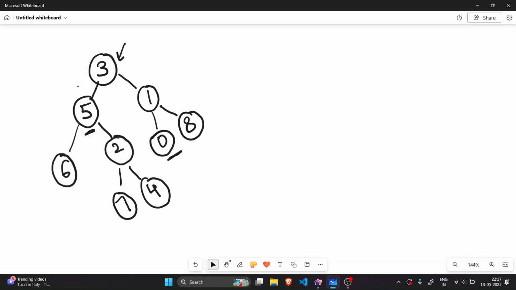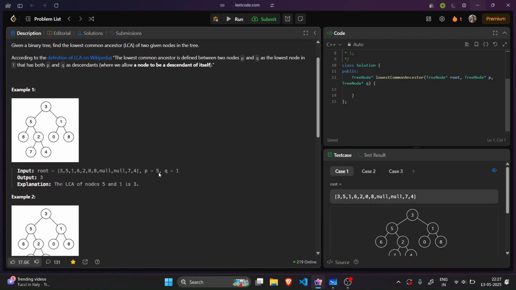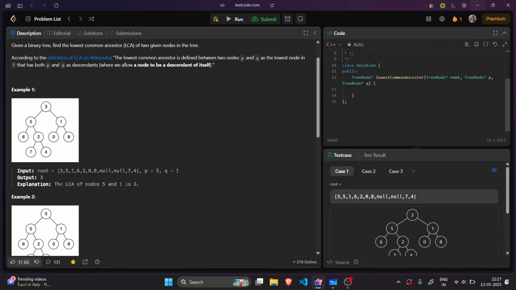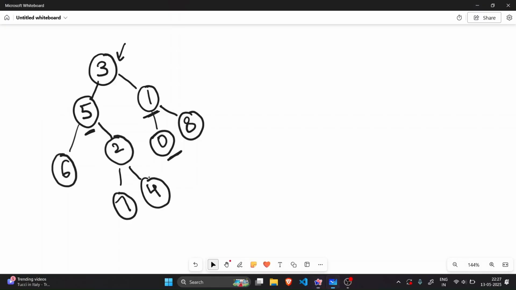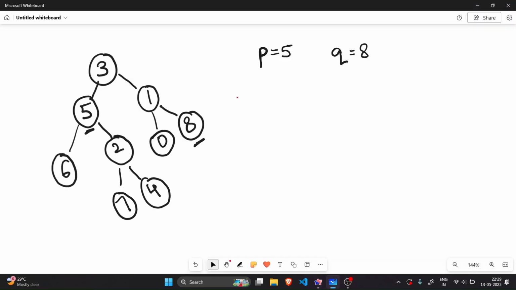So now that we know what ancestors are, let's understand this problem with the given examples. Here we are given these two nodes, 5 and 1. For 5 and 1, we have to find the lowest common ancestor. For these two nodes, the lowest common ancestor is going to be 3. So that's the output. And for 5 and 4, the lowest common ancestor is going to be 5 itself, because 5 is an ancestor of itself, and for 4 also, 5 is an ancestor. So the answer is going to be 5.